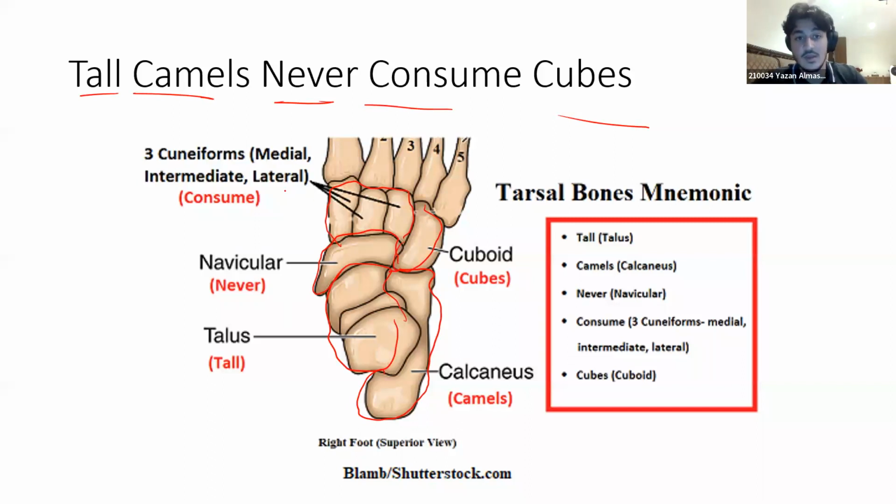Okay, now there are 3 different bones for cuneiform. You just need to know that there's medial, intermediate, and lateral. That's it. Just memorize the names of the bones. Probably you won't be asked about it, but if they say, for example, which of the following is a tarsal bone, you'll be able to remember it through tall camels never consume cubes. Does that make sense? Honestly, I find it easier to remember it with a mnemonic.